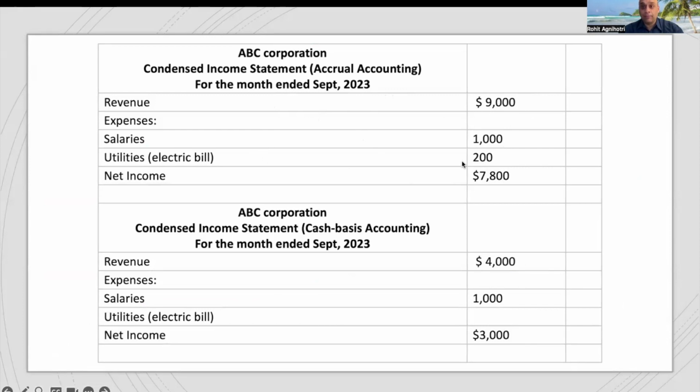Utilities, your electric bill, $200. You did not pay it yet, you just received it, but you have incurred an expense. This is the expense for the month of September. So you will record it in your financial statements for that particular month. And you would see the net income for this business when they follow accrual accounting is $7,800, and when they follow cash-based is $3,000. So you would see same business, same transactions. It's just a matter of what accounting they are using. The results could be very different.